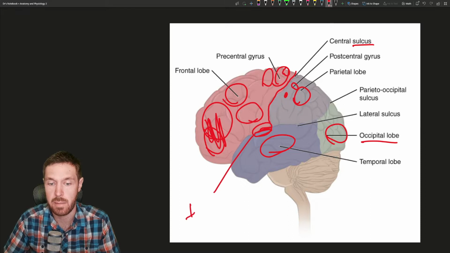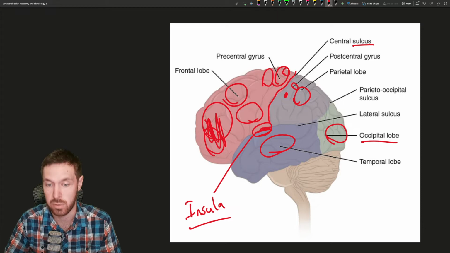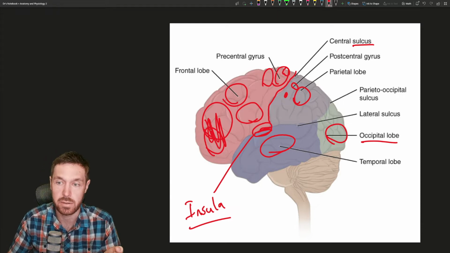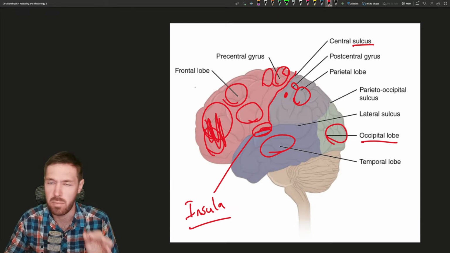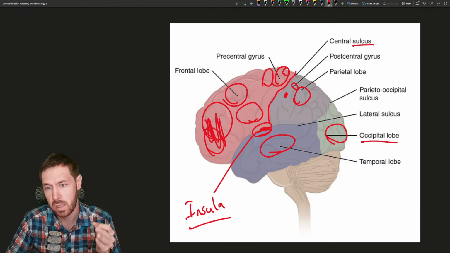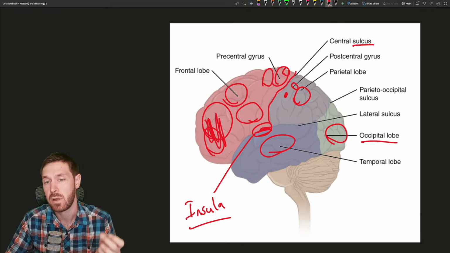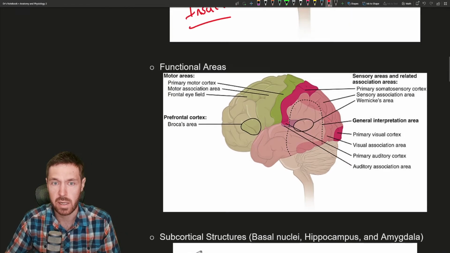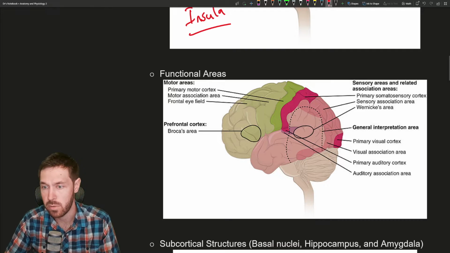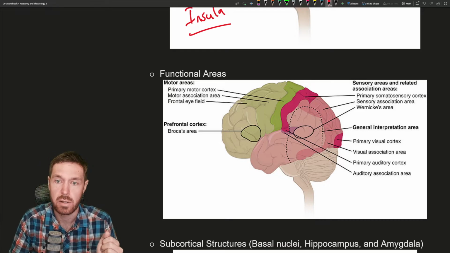It's not labeled on this image. It's called the insula. And that's where taste, your gustatory center, is found. So I mentioned some of them, like motor and sensory areas, taste, and so forth. So I have an image here that goes over all those different areas.